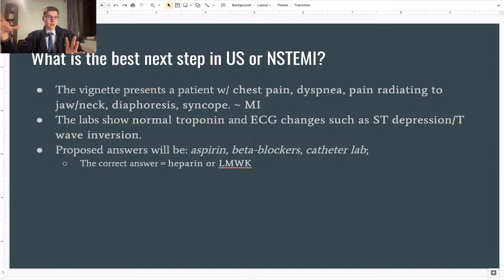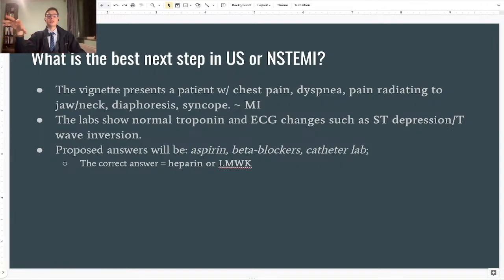The vignette will come with a patient that has chest pain, that is dyspneic, that has pain that radiates to the jaw, to the neck, to the thumb. He will have diaphoresis. He might also have suffered syncope. You will already think of myocardial infarction. However, you will have as answers what is the best next step in this case. And the answers would be something like give aspirin, give beta blockers, take him to the catheter lab, or give him heparin.